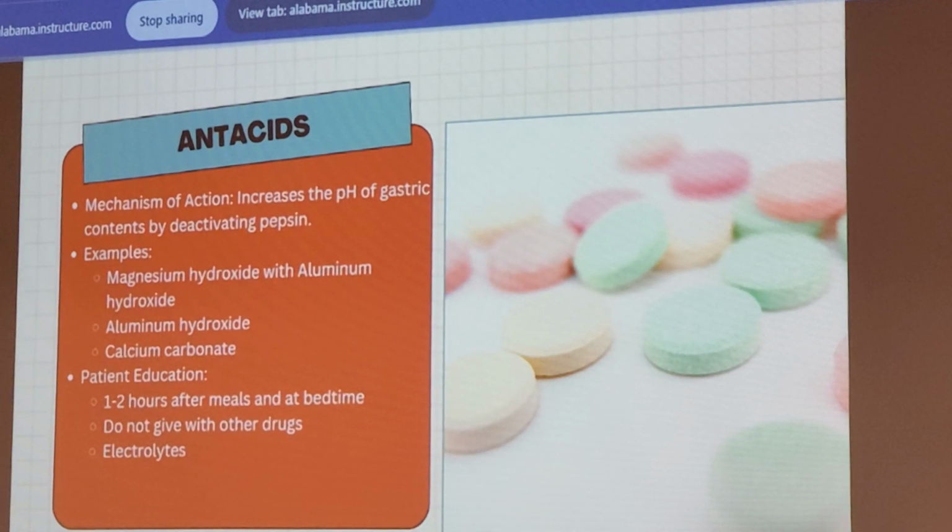We'll interact with several other drugs. Patient education wise, electrolytes is a big one. Sam, you've talked about this 100 times in clinical, but it can increase your magnesium level, right? Because it's part magnesium. So if they're just taking these one after another, maybe we need to monitor their magnesium level. They can have hypermagnesemia.